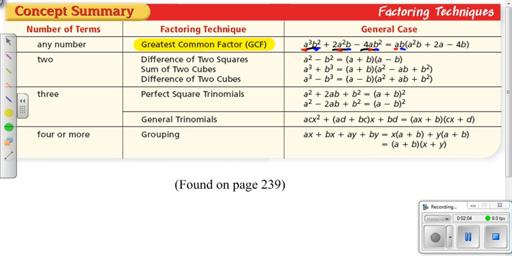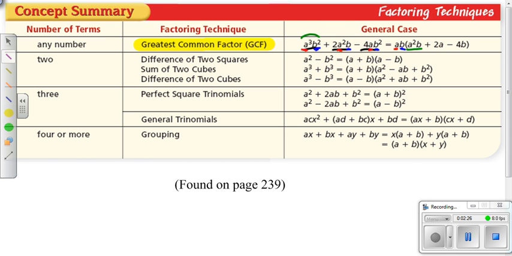So when we look at this first one, when we take a to the first and b to the first out of that term, we're left with just the a squared and b to the first. A to the third went down to a to the second because we took one a out. B to the second, or b squared, went to b to the first because we took one b out.